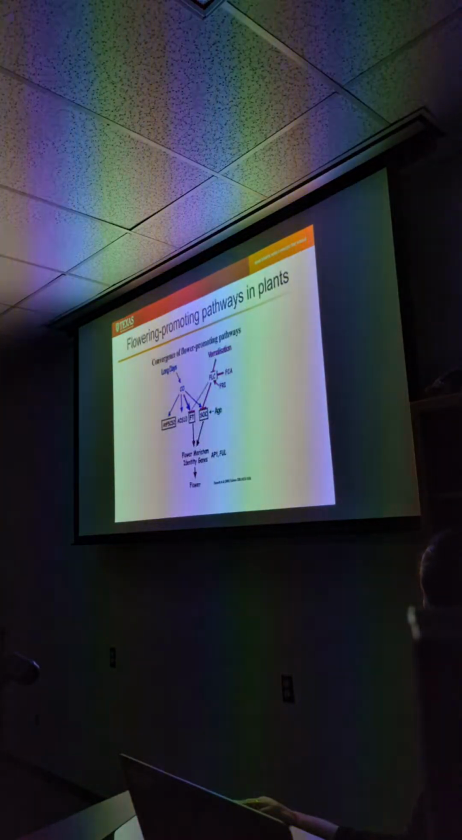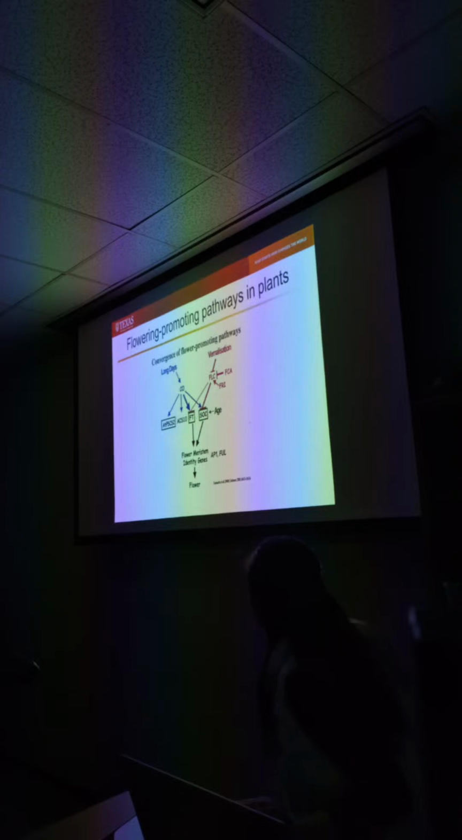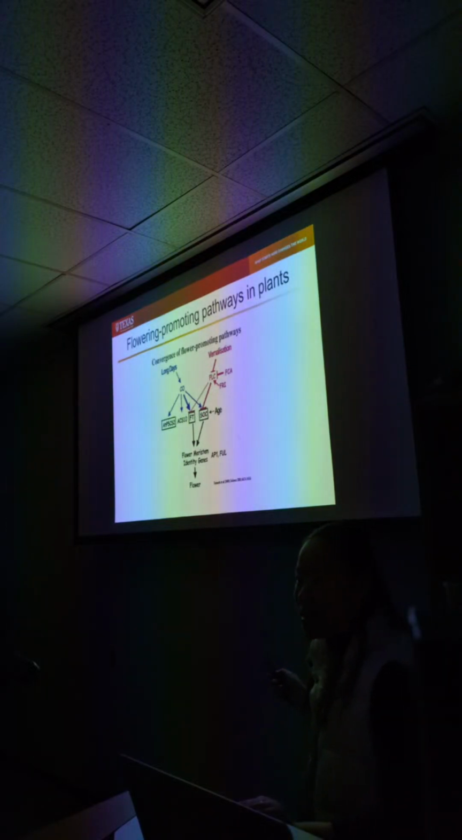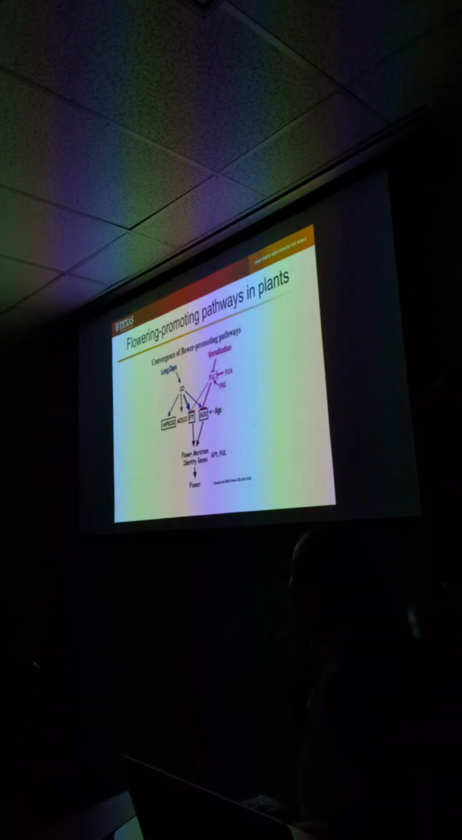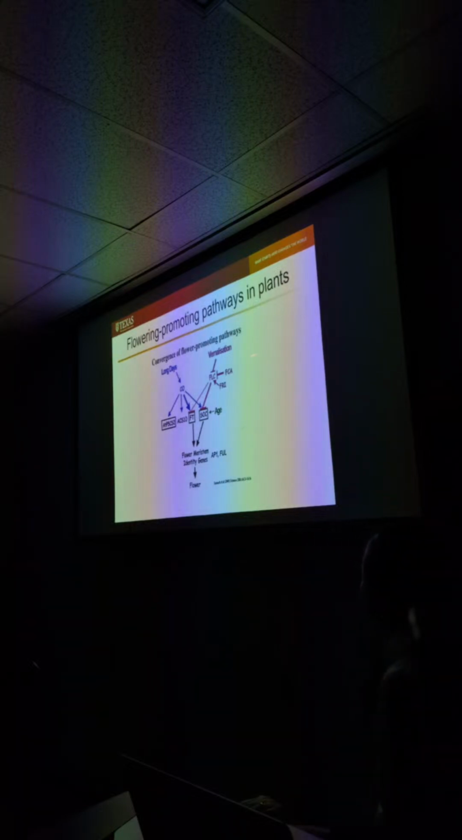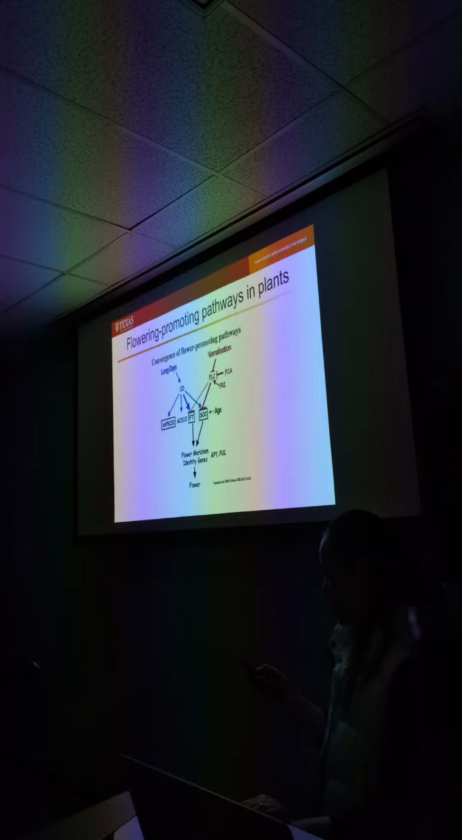So here, this is the flowering promoting pathway. We don't have to memorize this, I just put it here. So flowering behavior in plants can actually be controlled by multiple genes. And these signaling pathways took scientists decades to figure out.